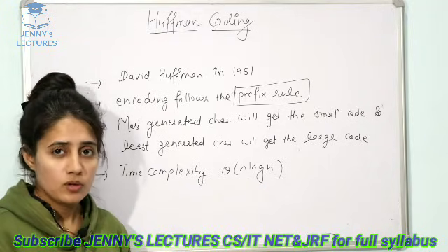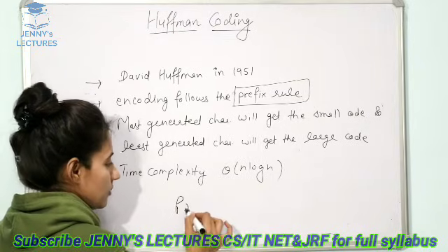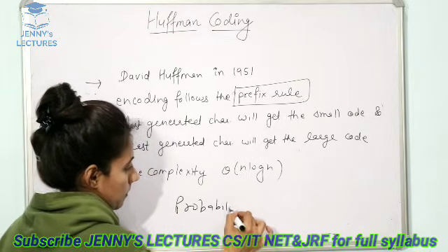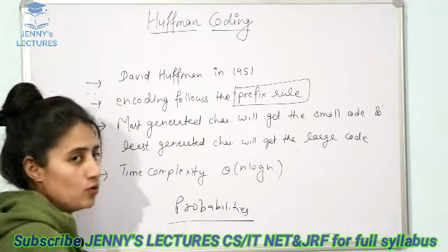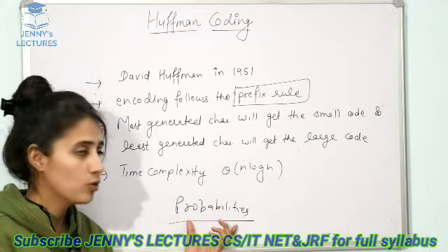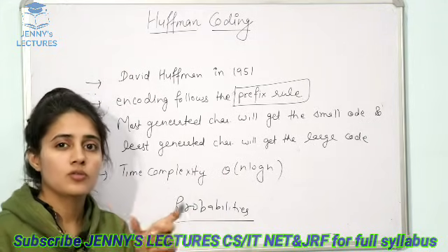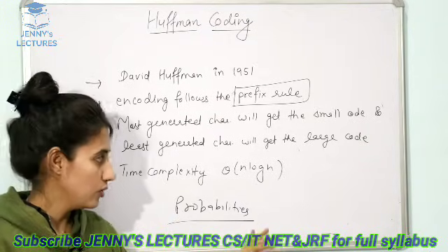In the next video, I'll discuss one example of Huffman coding with probabilities. Sometimes in exams they can give you the characters and not the frequency or count, they will give you the probabilities of those characters, and then they will ask you what is the average length of the message. So in the next video I will discuss that question.